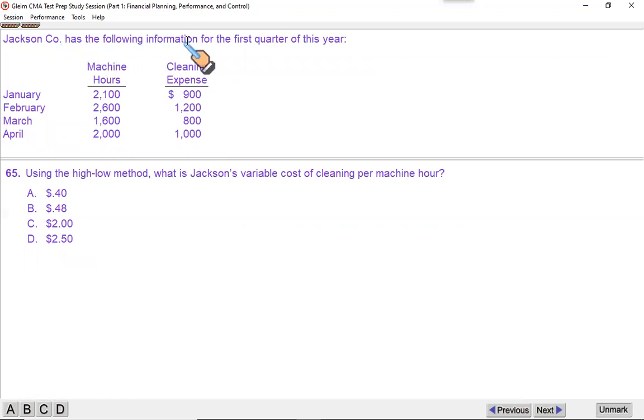Jackson Company has the following information for the first quarter of this year. We have got the machine hours and the cleaning expenses. Clearly, it is neither fixed, it has to be the mixed cost, because it says using Hylo method, what is the variable cost of cleaning per machine hour?